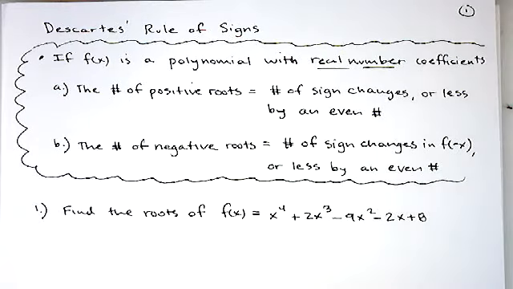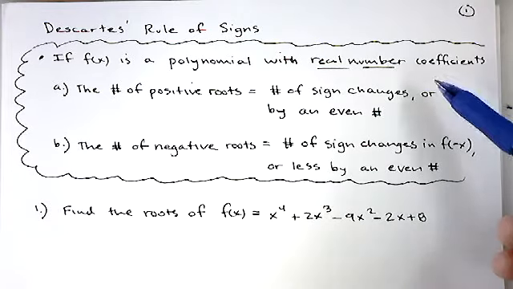Okay, so we've been working on finding roots of polynomials, and we've talked about the rational root theorem by now. And I just want to share a really helpful tool to help you find roots of polynomials, and it's called Descartes' rule of signs. What it does is it tells you something about the types of roots you have.